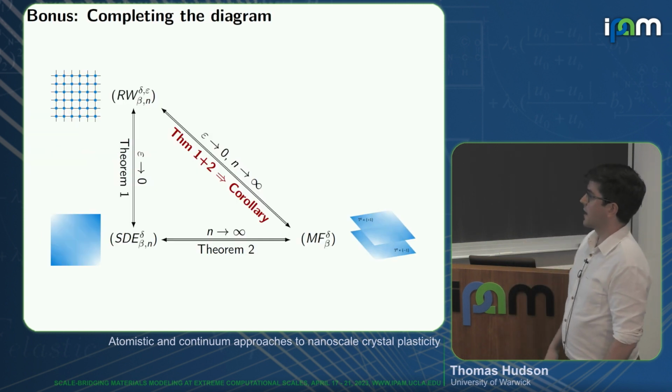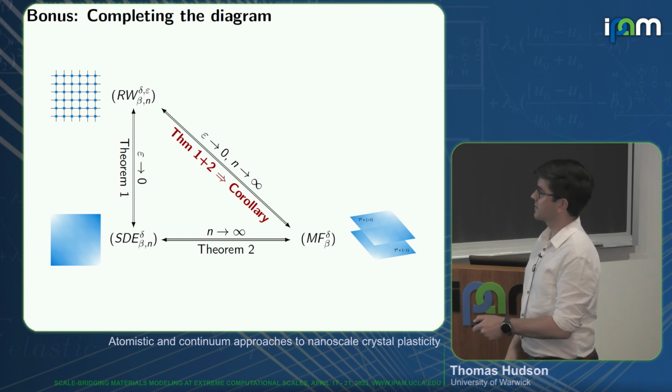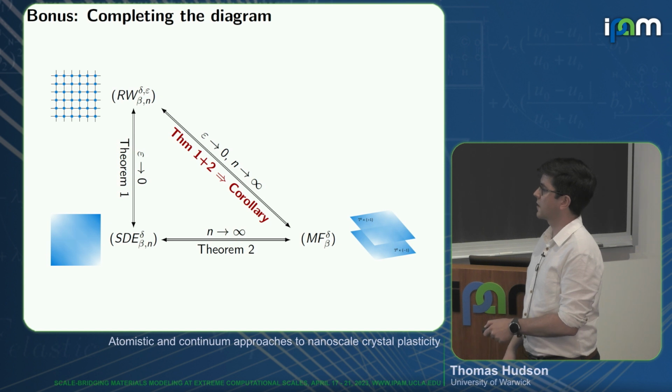The nice thing is that, because we've got these two quantitative error bounds, we can stick them together and show that the random walk is in some sense close, as epsilon goes to 0 and n goes to infinity, to the solution of this mean field equation.